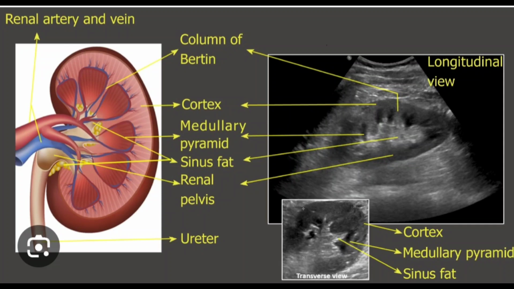Next comes the fatty sinus, which I have already indicated, because there are multiple fats within the medullary region, which appears hyperechoic and will appear echogenic. Next, there is a part which is called the renal pelvis. Renal pelvis is a very important area which needs to be carefully looked at.